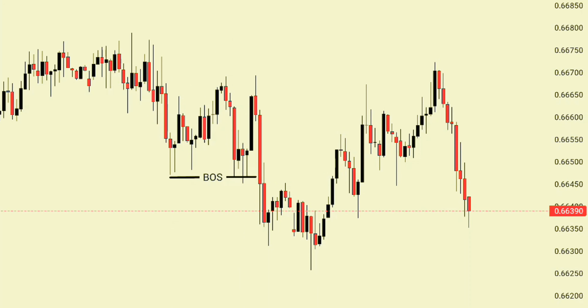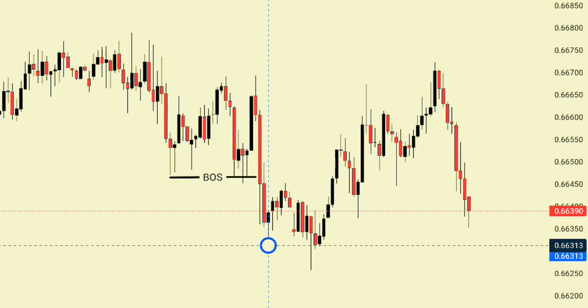We get a clean break of structure when price closes below the previous low. This break of structure is important because it shows continuation of bearish pressure. But remember, smart money often pushes price lower only to engineer liquidity. So even though break of structure forms, I'm already preparing for the possibility of a reversal later, once liquidity objectives are met.